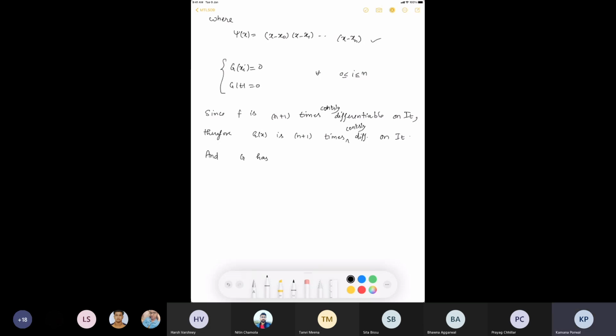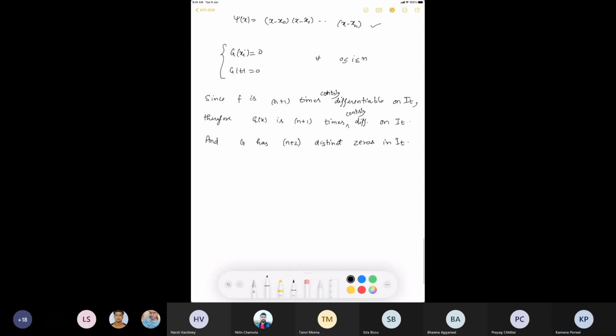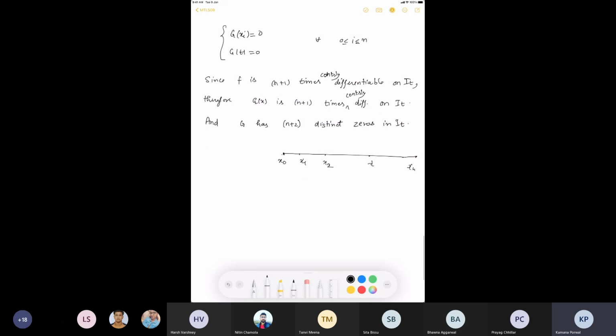G has n plus 2 distinct zeros in the interval I. So now let's imagine that you have the points x0, x1, suppose you have xn somewhere, and t is somewhere. So what we have is that G is vanishing at all these points.